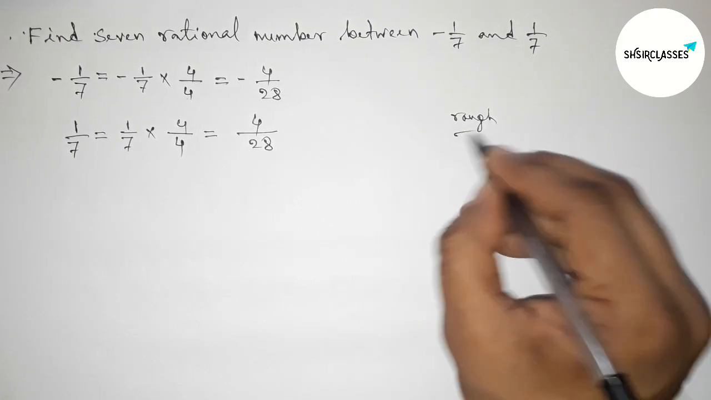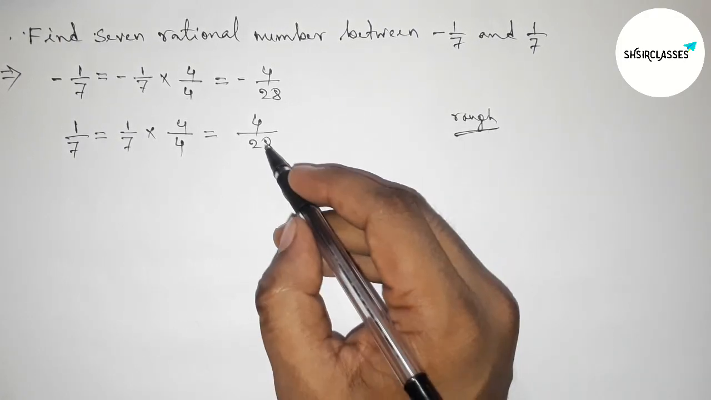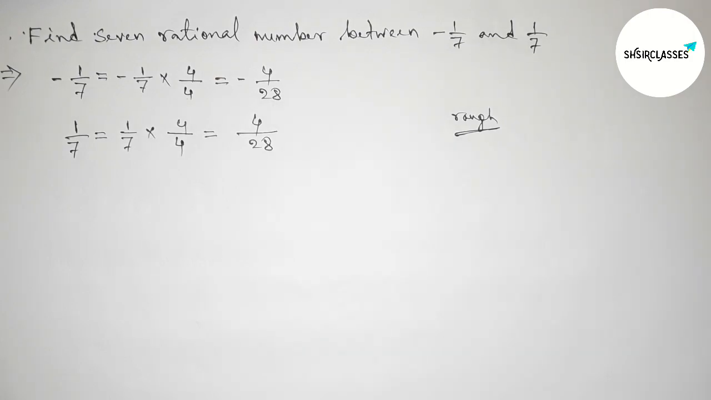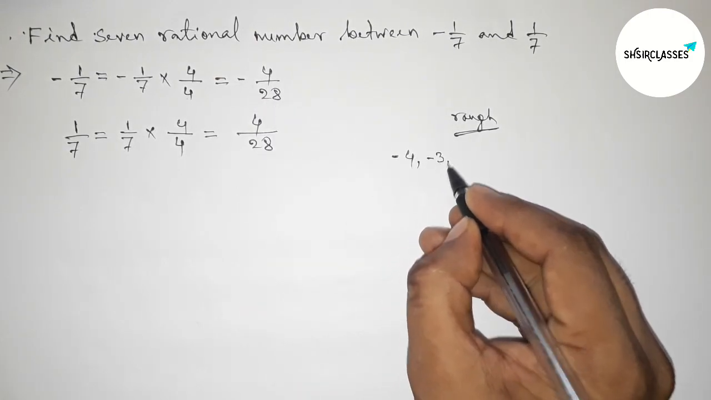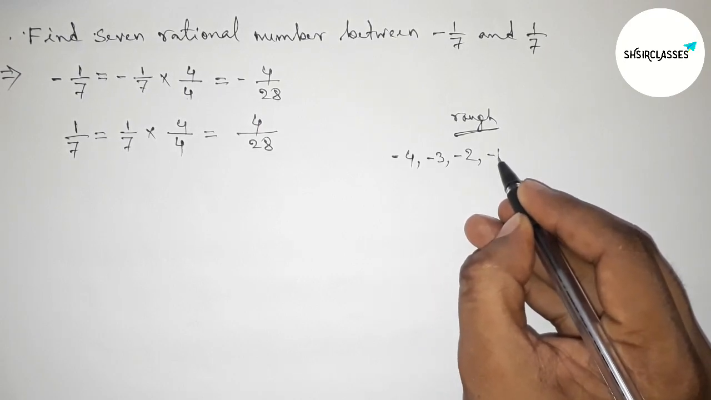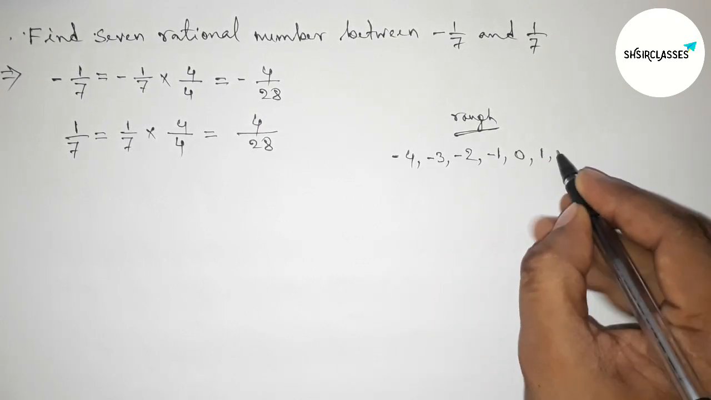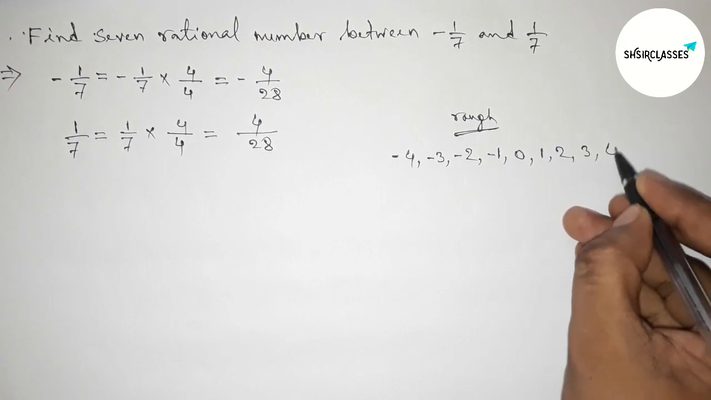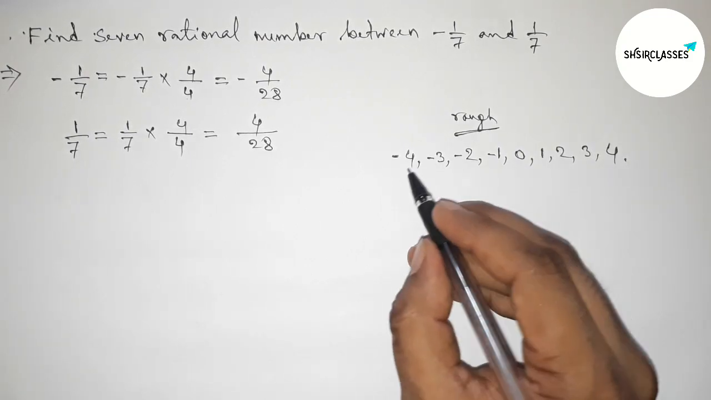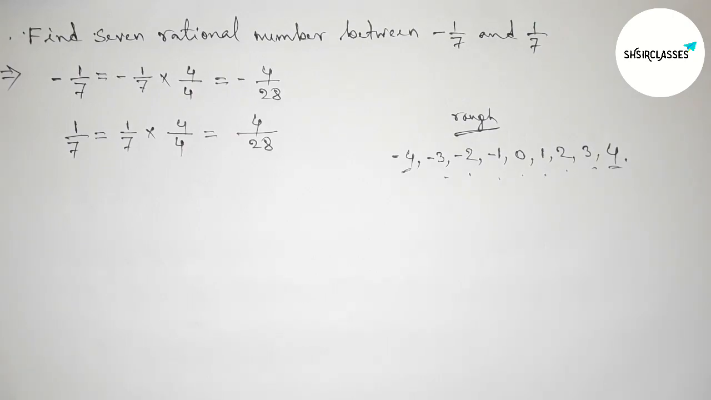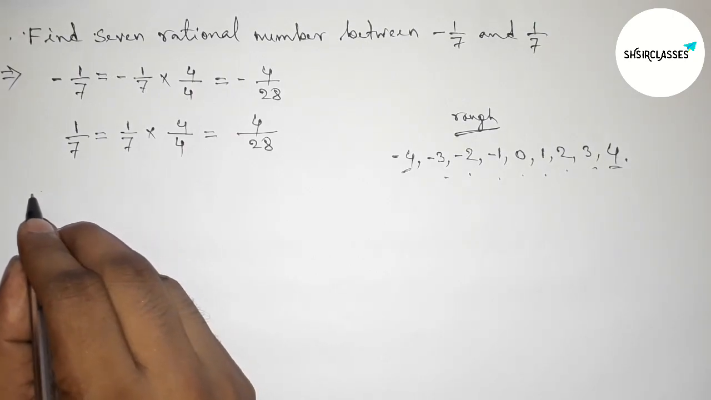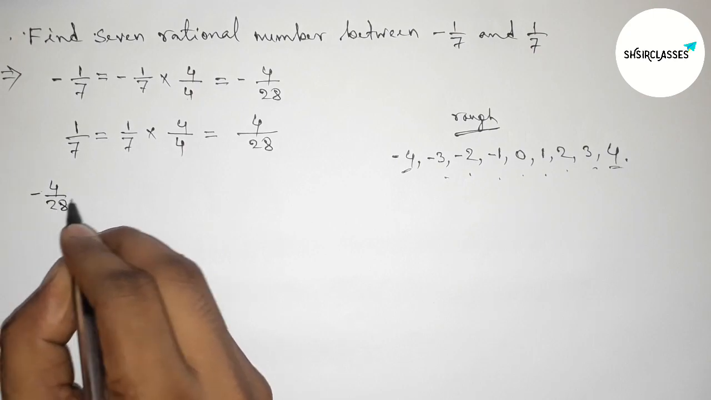Next, roughly discussing some important calculation here. Here both the denominators are the same. Now between minus 4 and 4, we can get 7 integers, and by these 7 integers, we can form 7 rational numbers. So now write down all the rational numbers first.